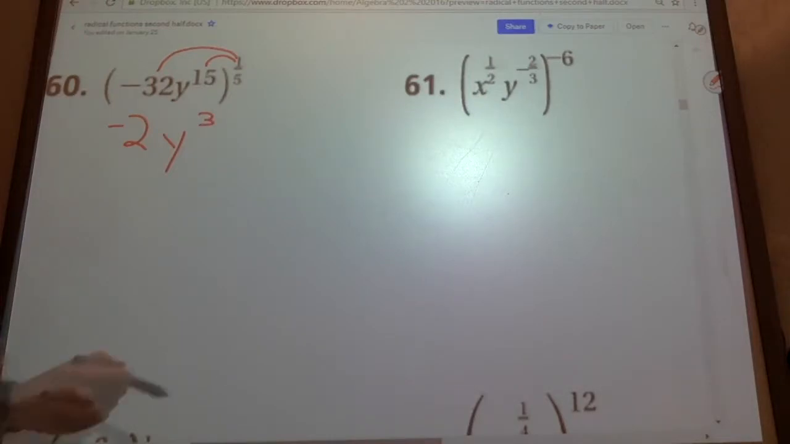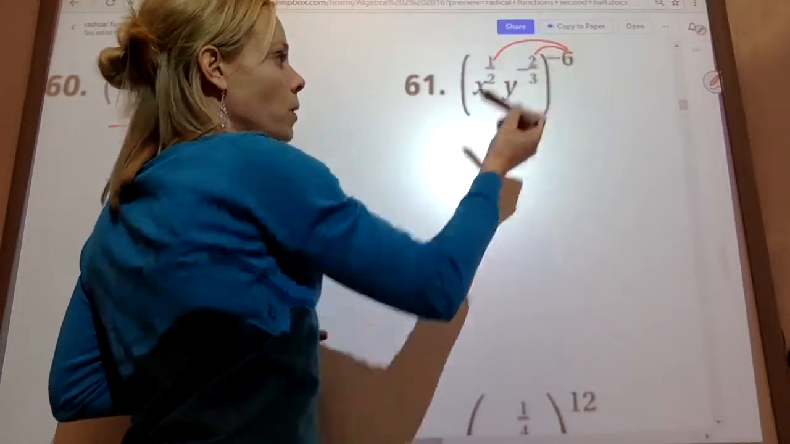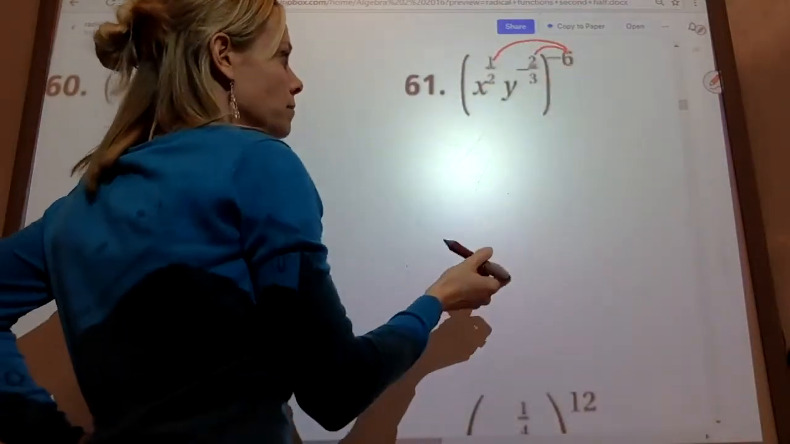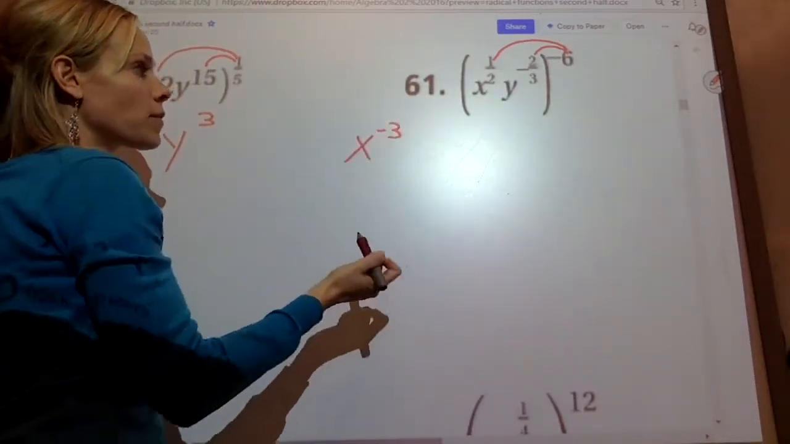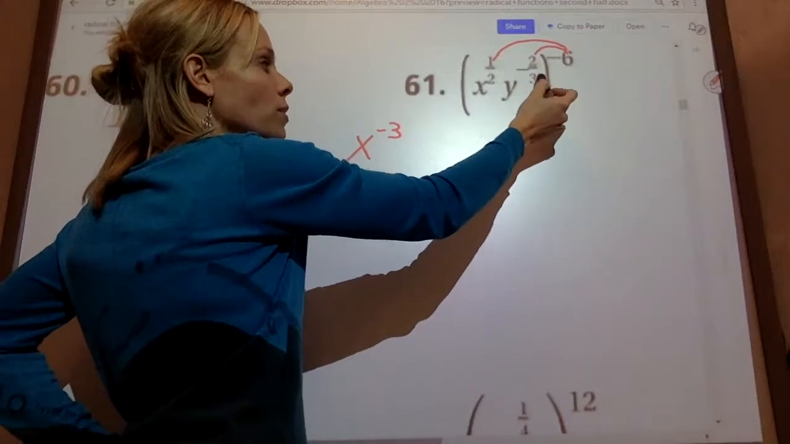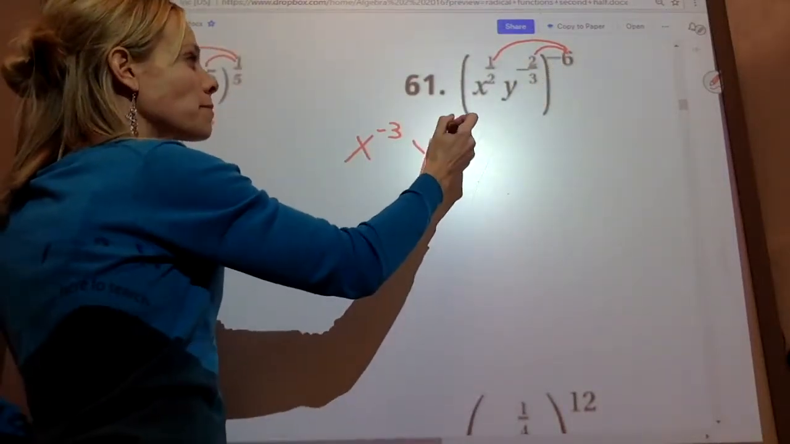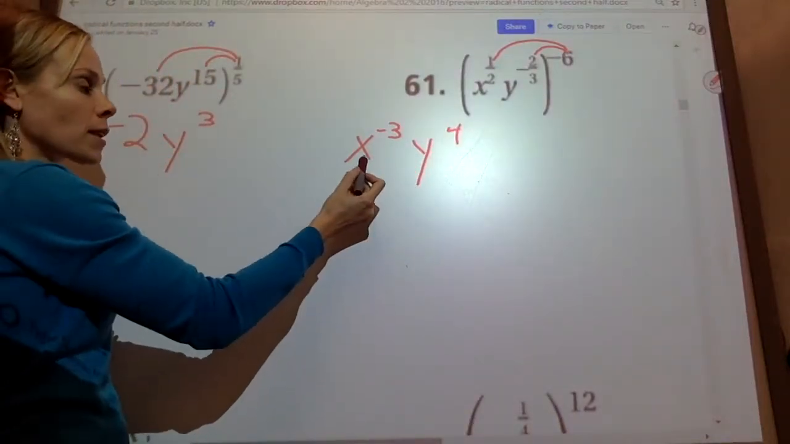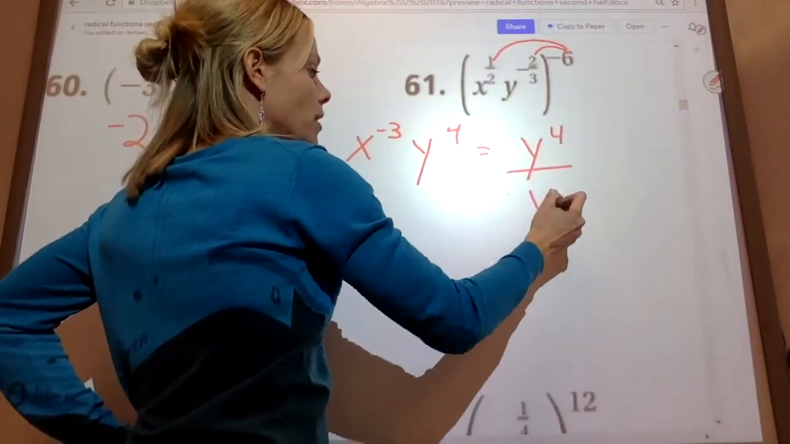Okay. So again, 2 variables, but the -6 is just going to go to both. So what's 1/2 of -6? -3. What's -2/3 times -6? 4. Which one has to move? The -1. So this is going to be y to the 4th over x cubed.